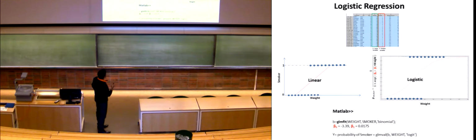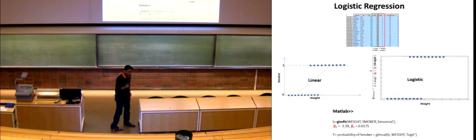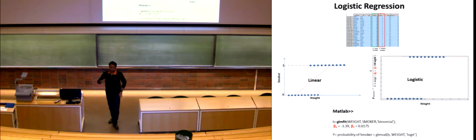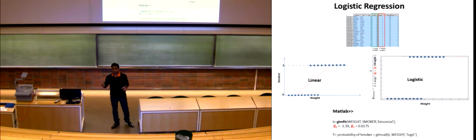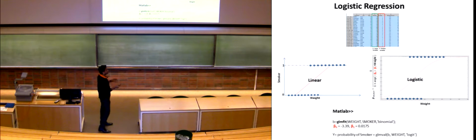Okay, and in MATLAB, how can you do that? You just say glmfit, that is a function of MATLAB. You put the input variable, the output variable as smoker, and you say binomial. I don't think it is important for you to understand this, but logistic regression is basically a Bernoulli distribution, and the Bernoulli distribution is a special case of the binomial distribution. So that's why it is closely related, and why you have to say in MATLAB that it's a binomial, right?